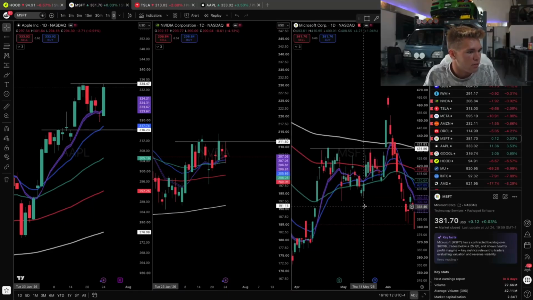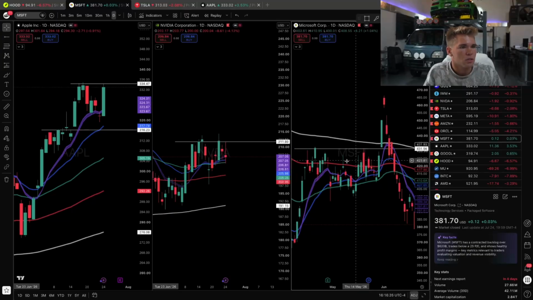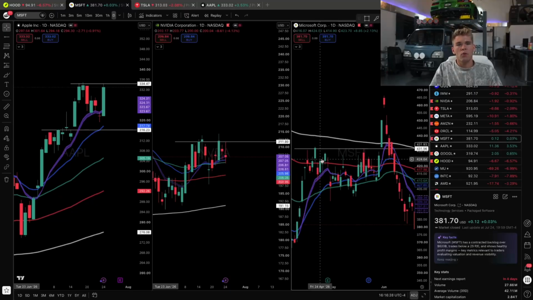Here's another setup. Microsoft, previous move up, pullback with consolidation in this zone right here between 400 and 431.50. We have 1 rejection, 2 rejection, 3 rejection. Wait for the breakout right here, enter in calls. So those are the basic formations for swing trade setups using continuation.